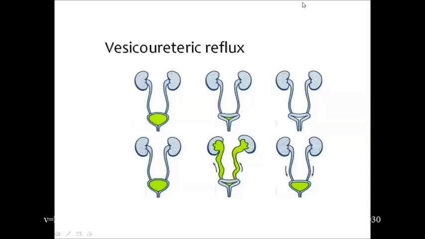Then a few words about vesico-ureteric reflux. Normally, whenever the bladder fills with urine, the patient micturates, and no urine can go back into the kidneys. But in cases of vesico-ureteric reflux, the bladder fills with urine, and when the patient micturates, urine goes up into the collecting system, may reach the kidney, and then it will drop back into the urinary bladder once more.